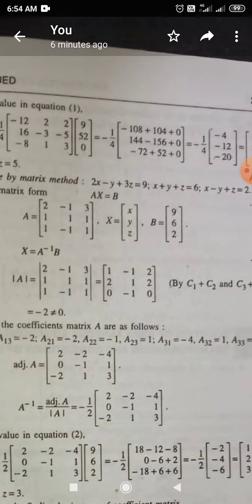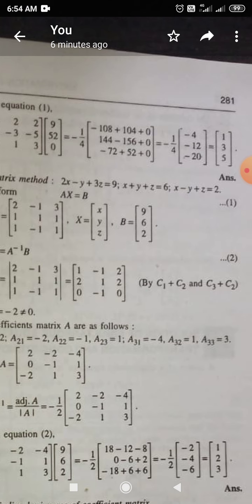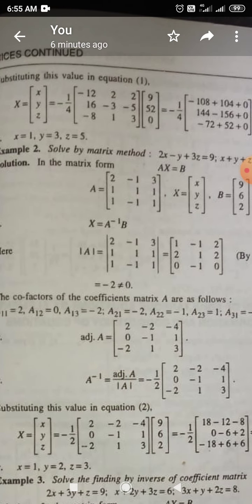And minus 1 by 4 before the matrix, and dividing all elements by minus 4, we get finally 1, 3, 5. So x is equal to 1, y is equal to 3, and z is equal to 5. This is the solution of this system of linear equations. Here the value of x will be 1, y is equal to 3, z is equal to 5.